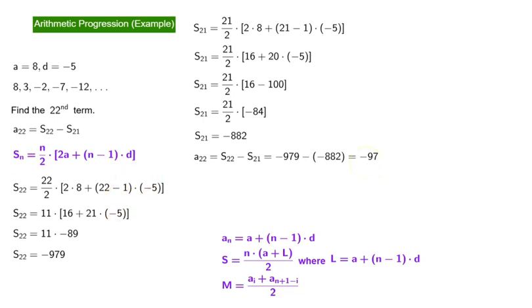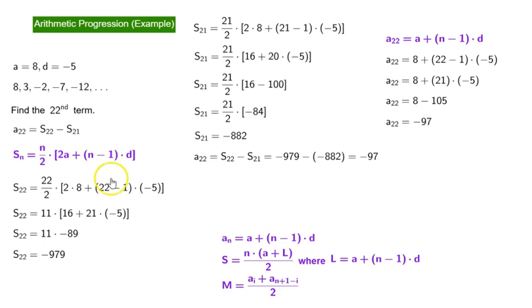Okay, now let's look at the shortcut. We know that the nth term is given by this formula. We could have directly used it, but the point is we did this to get used to working with series. So A sub 22 is equal to A plus (n minus 1) times D, which is 8 plus (22 minus 1) times minus 5, which is 8 plus 21 times minus 5, which is 8 minus 105, which is minus 97. Same answer.